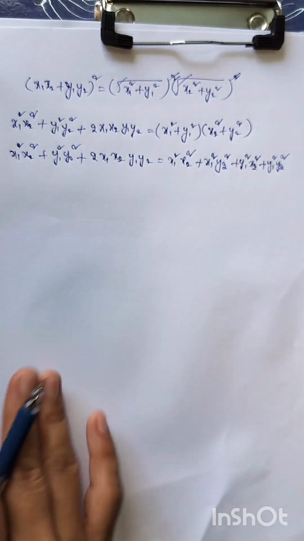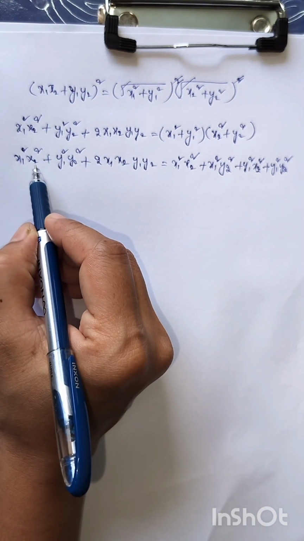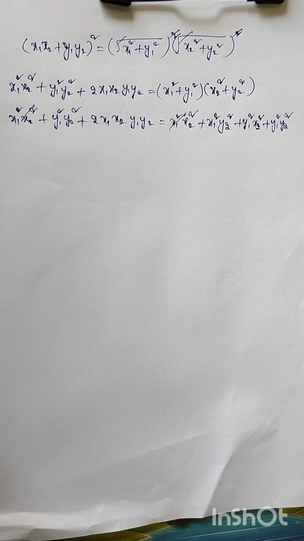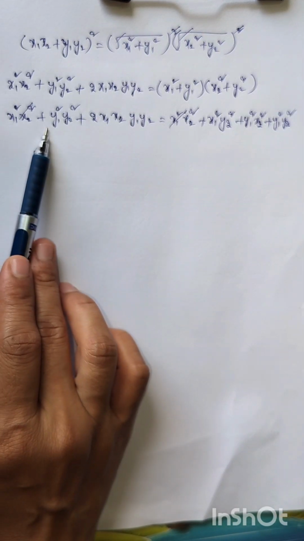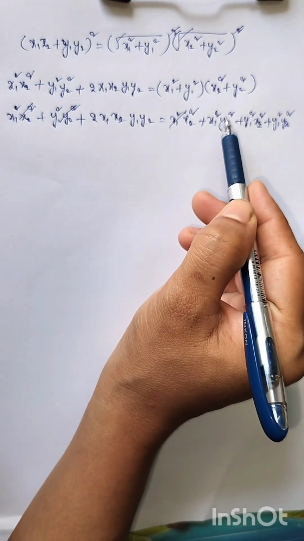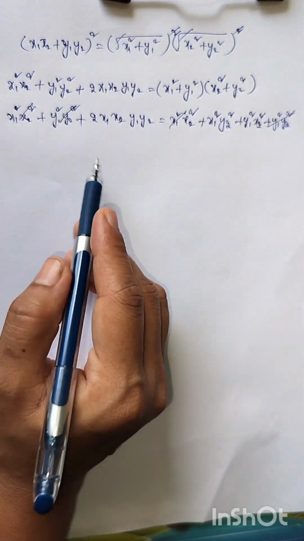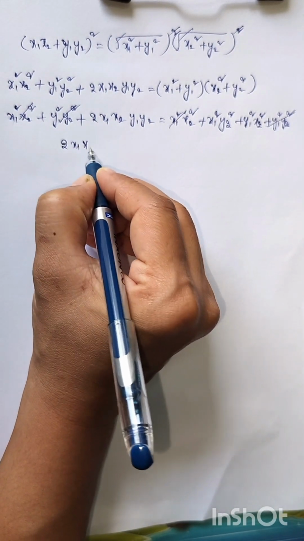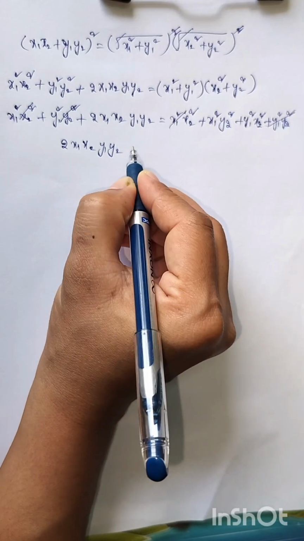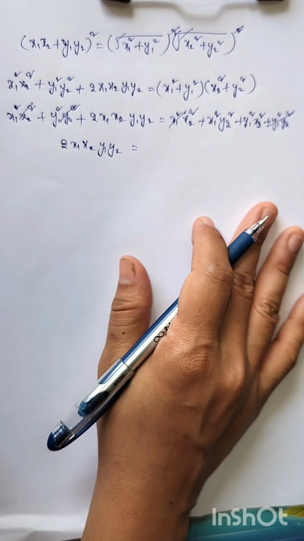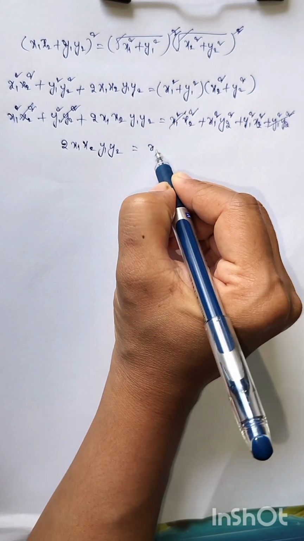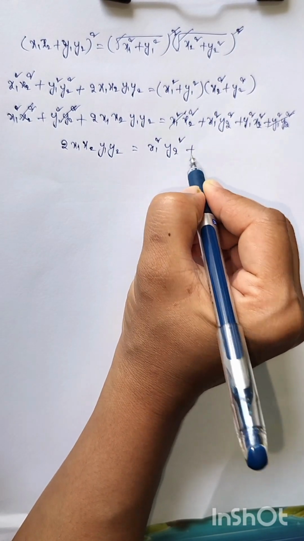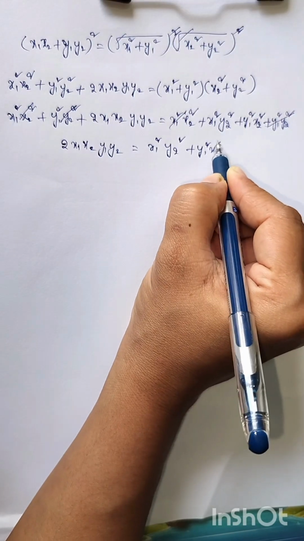In these two terms, x1 square x2 square get cancelled, y1 square y2 square get cancelled. Here the remaining term is 2x1 x2 y1 y2 equals to x1 square y2 square plus y1 square x2 square.